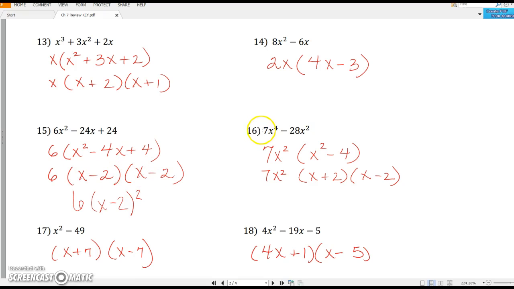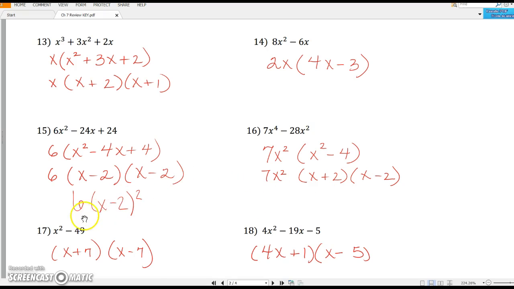16, GCF. Not only is there a 7, but you can also take out an x squared. So divide both terms by 7x squared. You are left with x squared minus 4. Be careful, be careful, be careful. This is one of those instances where a binomial might be the difference of two squares. So when these terms are both perfect squares and there is a minus in the middle, you can factor that down into these two binomials, the x plus 2 and the x minus 2.